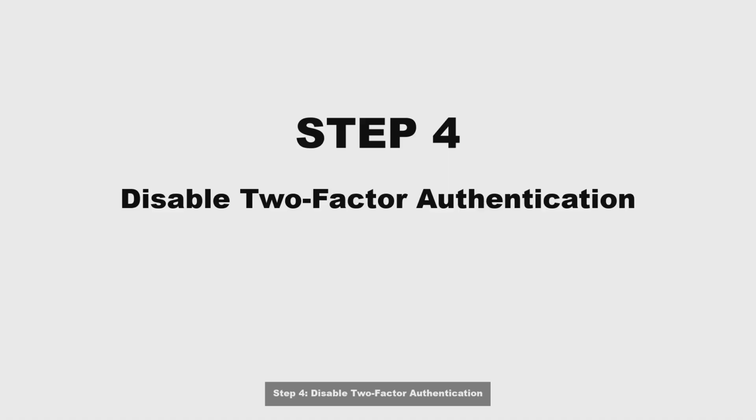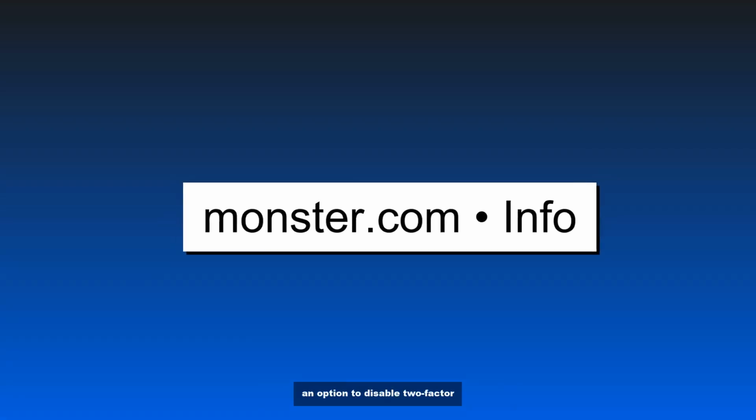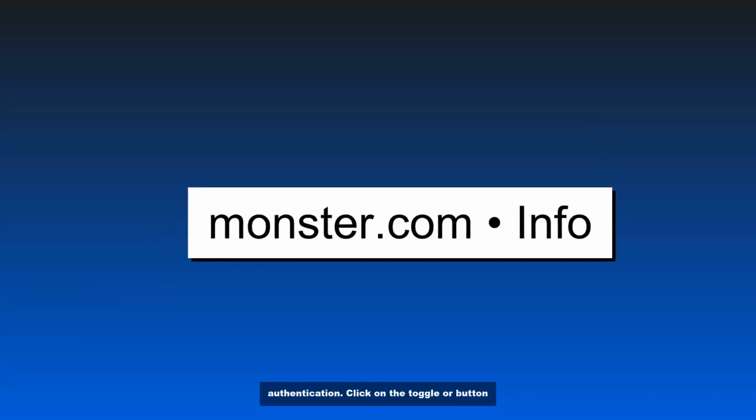Step 4. Disable two-factor authentication. Within the security settings, you should see an option to disable two-factor authentication. Click on the toggle or button to turn it off. You may be prompted to confirm your decision.